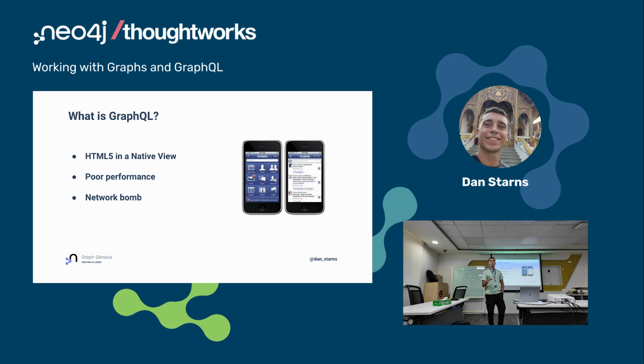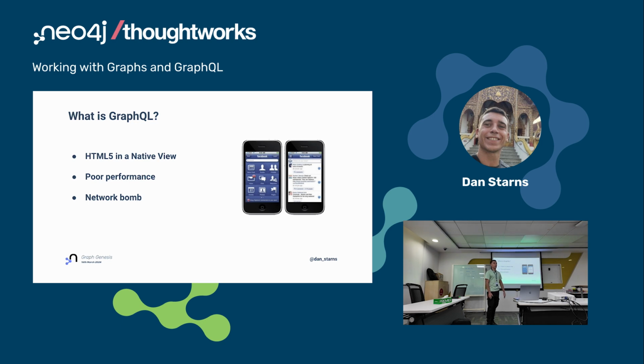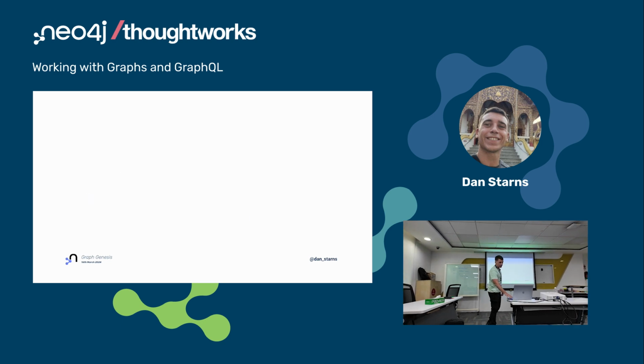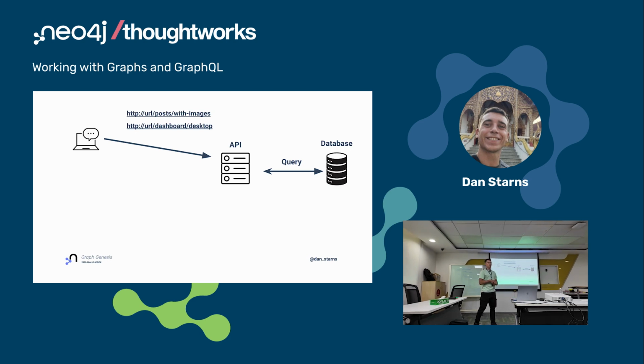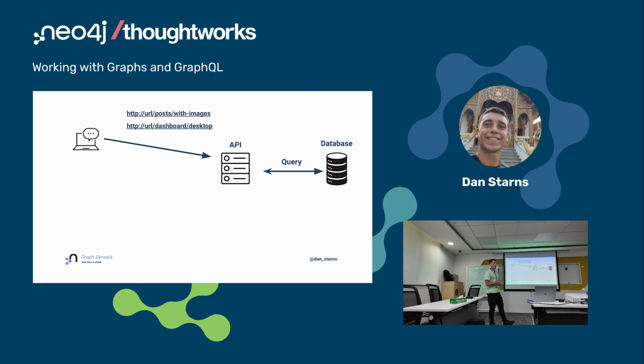And this was terrible for performance because it meant that the mobile app was basically reading all of the same APIs that the desktop was. And these mobiles were 3G or 2G, and the network signal was nowhere near as strong. So they started constructing their APIs at Facebook to fit the needs of their clients. So they had the desktop client, and this talks to the API that queries the database. And they would have some URLs like the posts with the images or the desktop view or something like that.